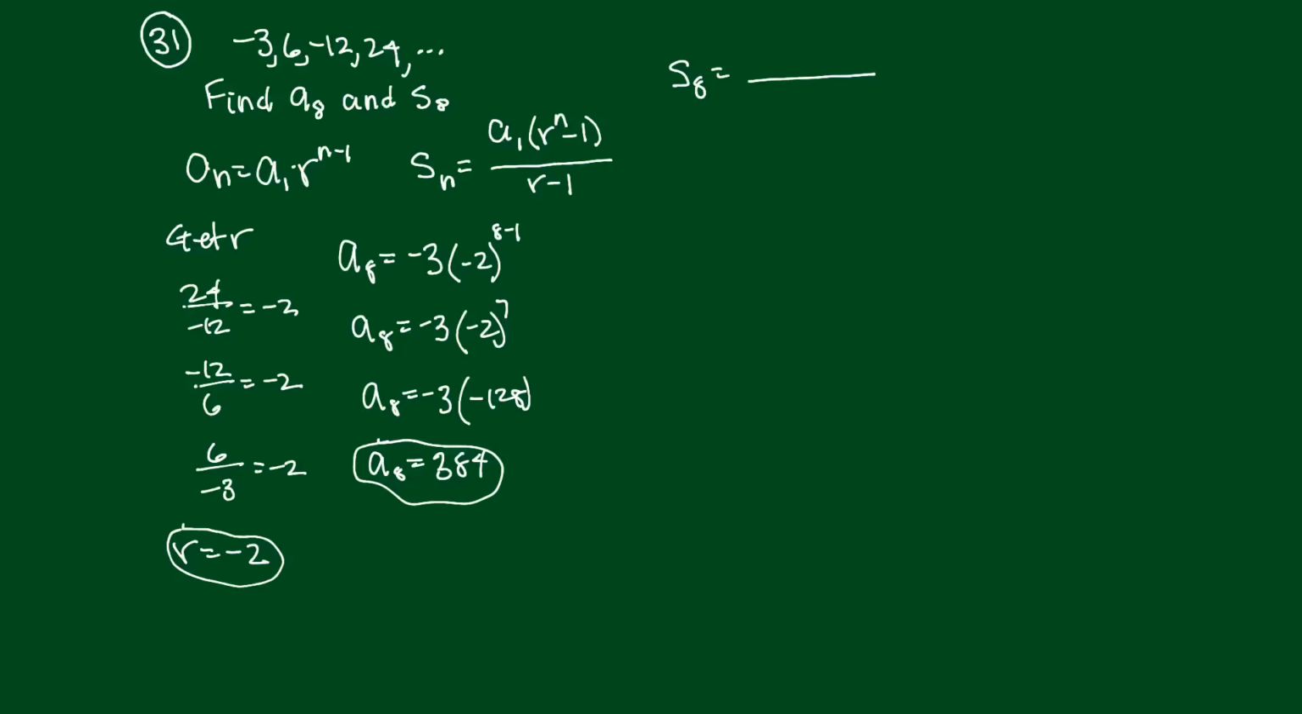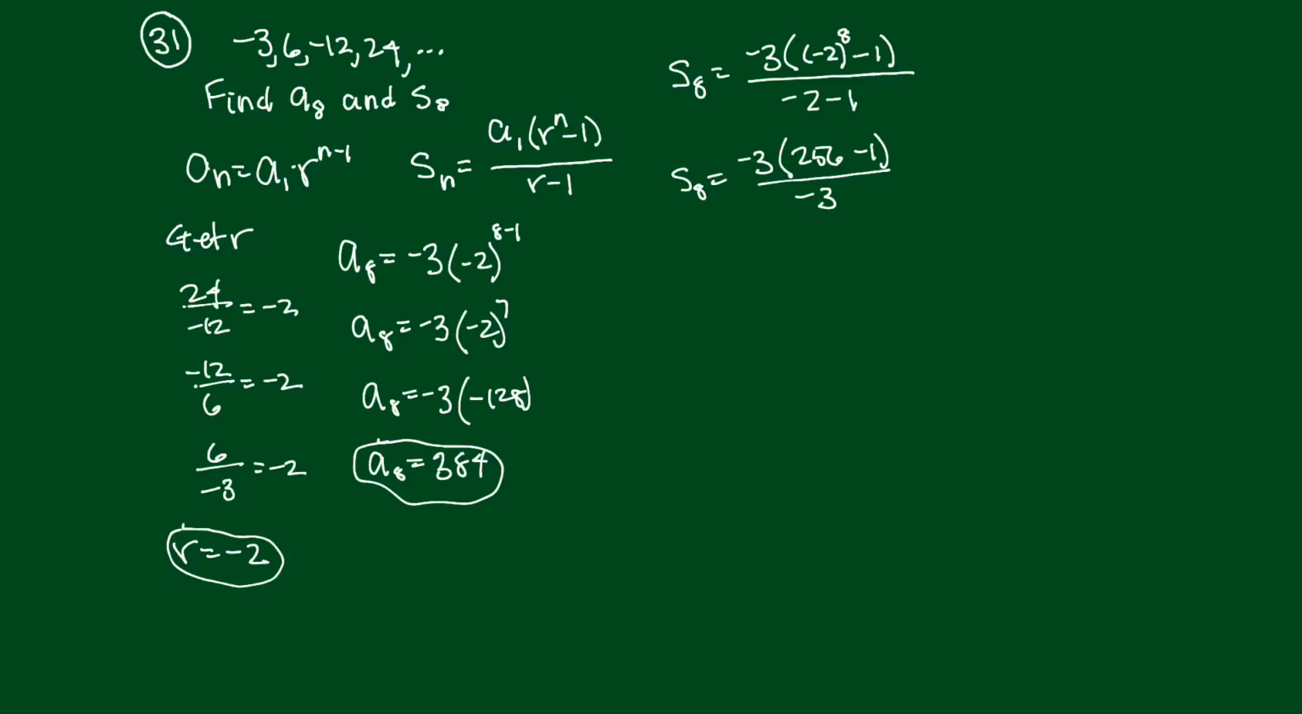Let me write that so it's readable. -3, and then r, which we found to be -2, lots of parentheses here, to the n, which is 8, minus 1, close, over r, -2 minus 1. So let's simplify. We'll get S8 is -3 times, now, -2 to the 8th. Well, I've got a negative to an even number, so it's going to be positive. 2 to the 8th, 256. And then a minus 1, all over -3.